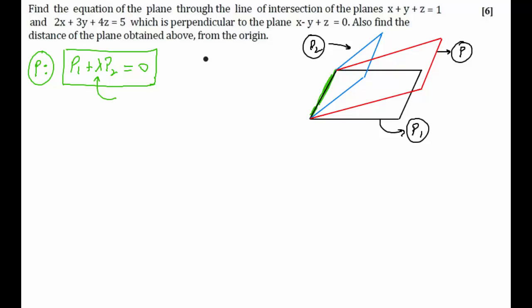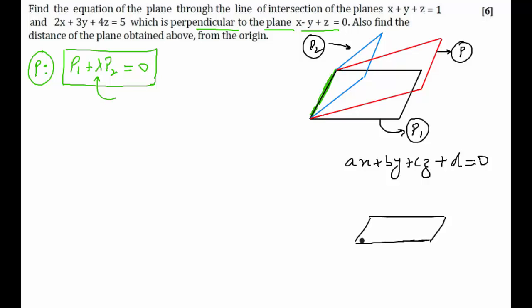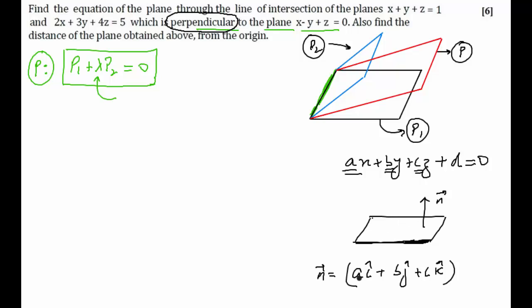So for that they have given you this data that the new plane should be perpendicular to this x minus y plus z equal to 0. Okay, so again before we proceed, let us go back to the concept of equation of plane. The general equation of plane is given by ax plus by plus cz plus d equal to 0. Now here we need to know one thing very well, that a normal vector, a vector which is perpendicular to the given plane, is given by ai cap plus bj cap plus ck cap. These I have taken directly from the coefficients of x, y and z. Okay, so if two planes are perpendicular, then their normals are also perpendicular. This is the second concept which we should also remember. If we know this much, then we can solve this particular question.